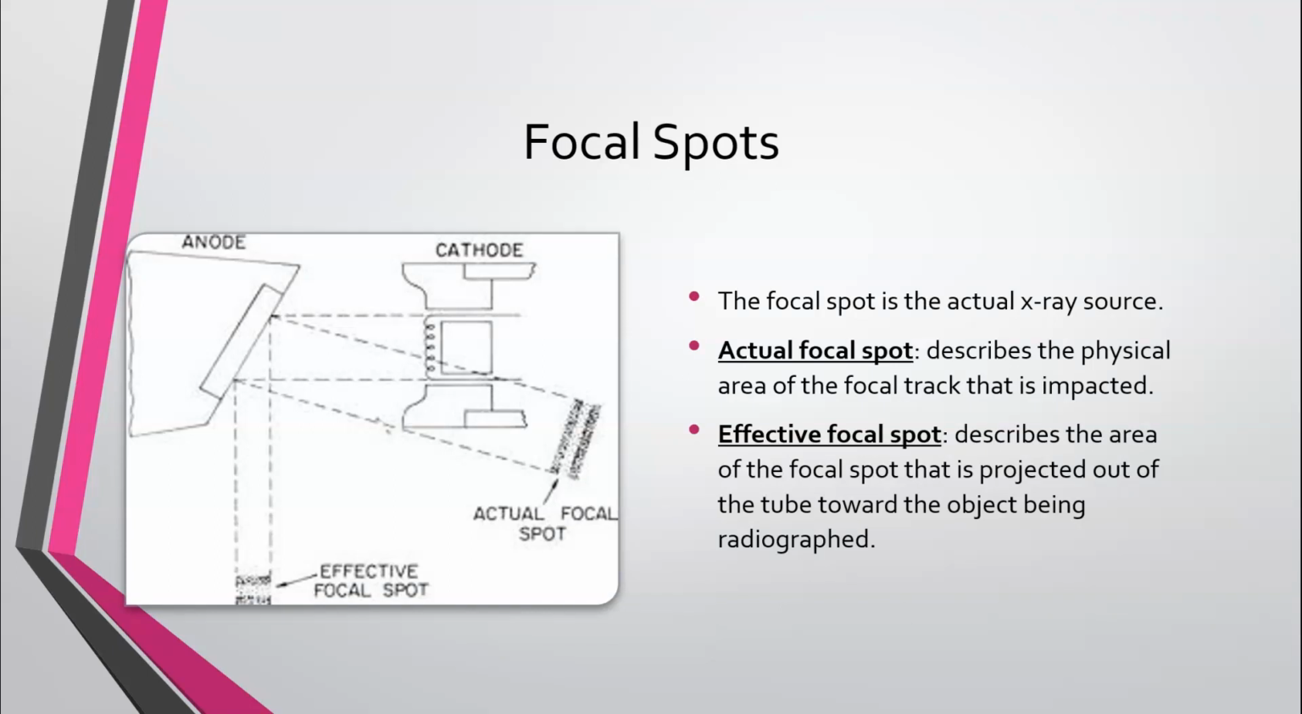So the focal spot, if we look, the focal spot is the actual X-ray source. So actual focal spot describes the physical area of the anode track that is impacted. So here you have it coming across from the cathode, it's being hit. So this is your actual focal spot coming off right here with the angle, okay? Your effective is what comes below. It describes the area of the focal spot that is projected out of the tube towards the object being radiographed. So I think of it as the effective is what is effective in giving us our X-rays, right? So the effective comes out of the tube and hits the patient. That is the effective beam, right?